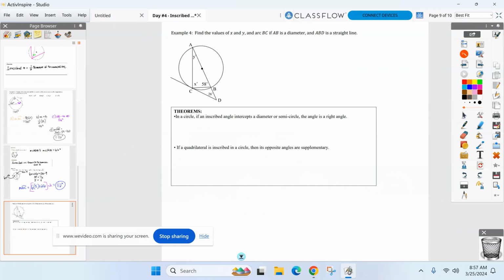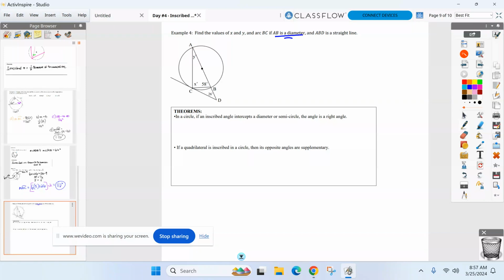How about this diagram? How intimidating does this beast look, huh? Wow, a lot of lines all over the place. All right, so we are responsible for x, y, and then the measure of arc BC. Don't gloss over this. It's important. AB is a diameter. That's going to be important to us, so don't gloss over that.